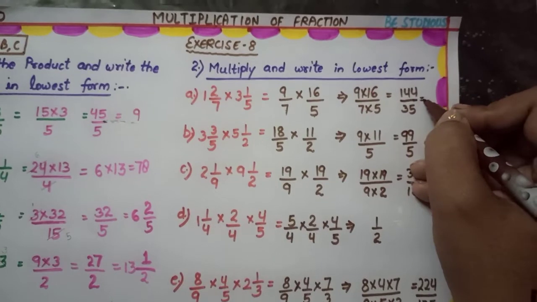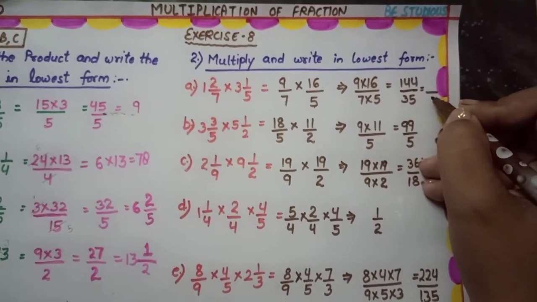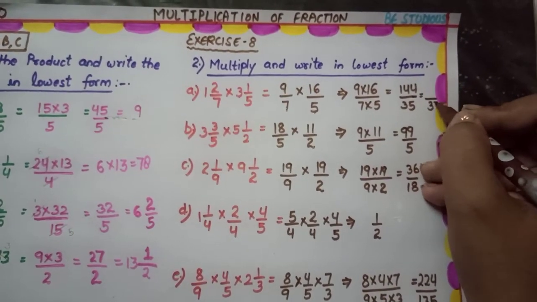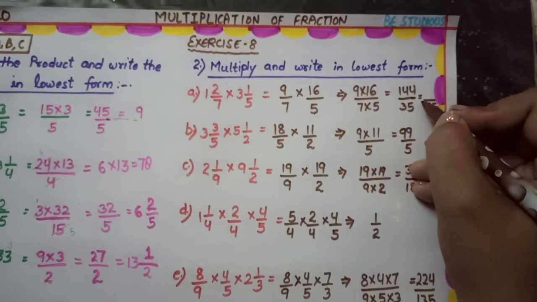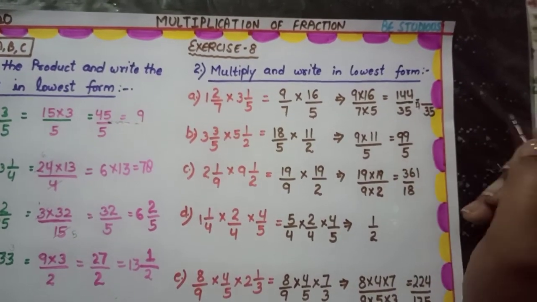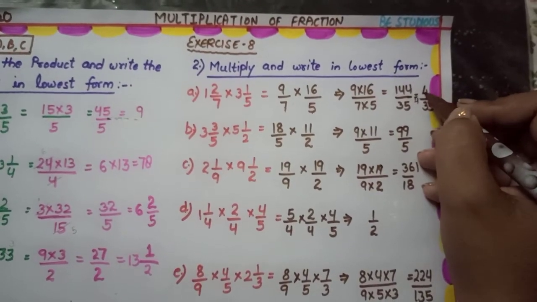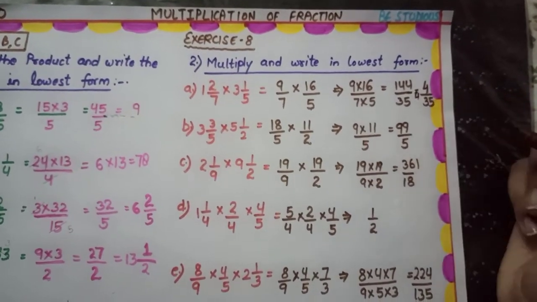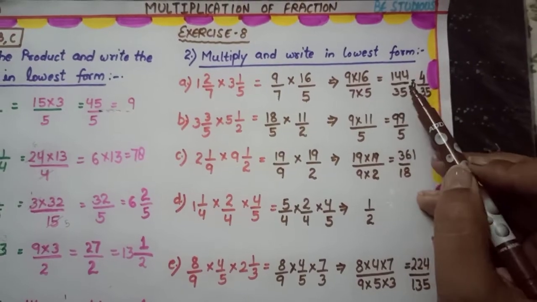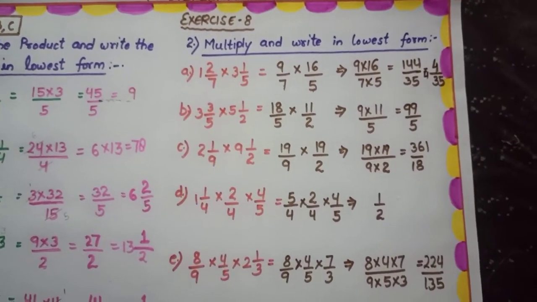Let me just do this first one, and for the rest of the parts you will do it yourself. 35 4s will give us 140, and to make it 144 only 4 is left. So this is how we have converted an improper fraction to a mixed fraction.